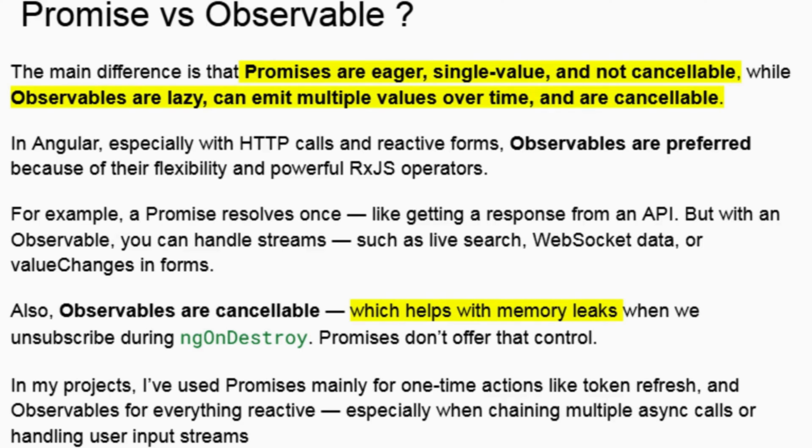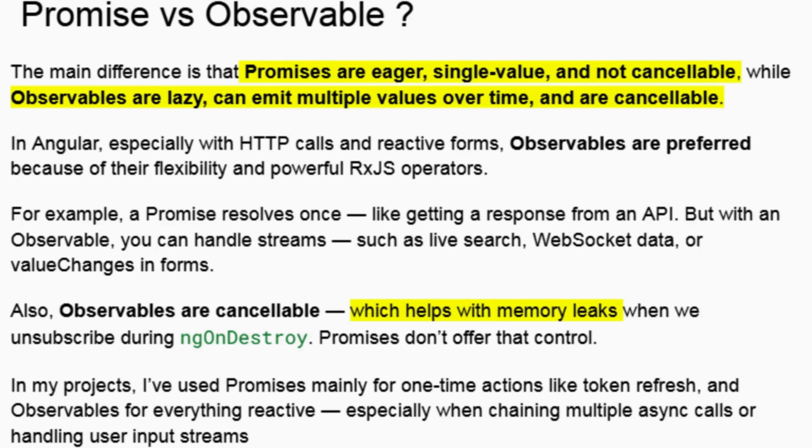For example, a promise resolves once, like getting a response from an API, but with an observable, you can handle streams such as live search, WebSocket data, or value changes in forms. Also, observables are cancelable, which helps with memory leaks when we unsubscribe during ngOnDestroy. Promises don't offer that control.